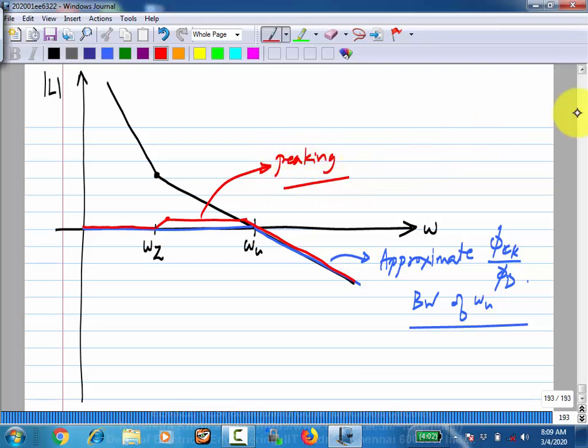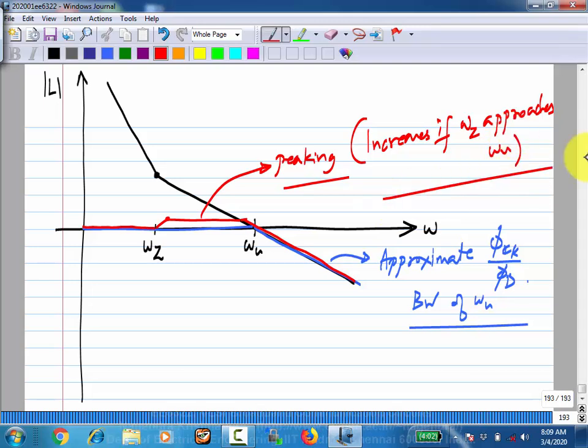That is, the pole will not be exactly at the same place as the 0 and there will be peaking. Now as omega z increases, as omega z approaches omega u, this peaking also increases. Okay. Is this okay? I mean, there are two separate things that happen.